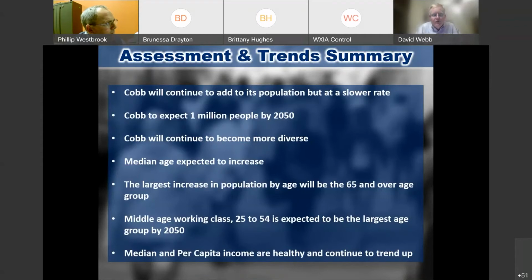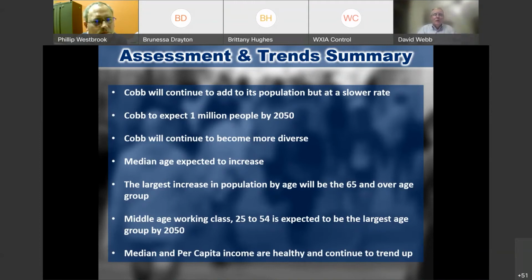So we have 3 quick slides for a summary of what we found for assessments and trends. We will be continuing to grow, however, at a much slower rate. We're expected to hit 1 million people by 2050. We will increase in diversity. We expect our median age to also increase, mirroring the national trend. The largest increase in population will be 65 and over. The middle-aged working class, considered 25 to 54, is expected to be the largest age group by 2050.